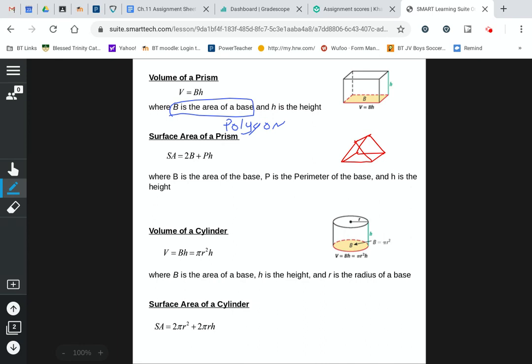So looking at the object I just drew, if we're talking about bases, your bases here, as we remember beforehand, are my 2 triangles.